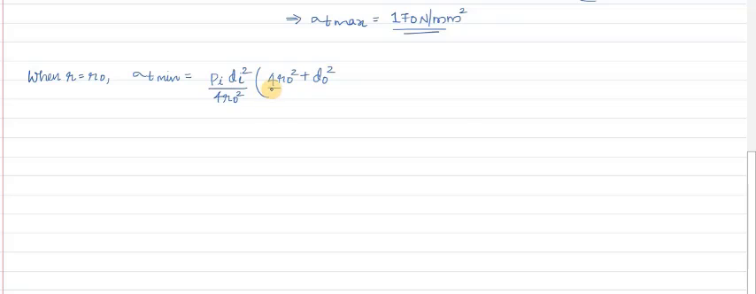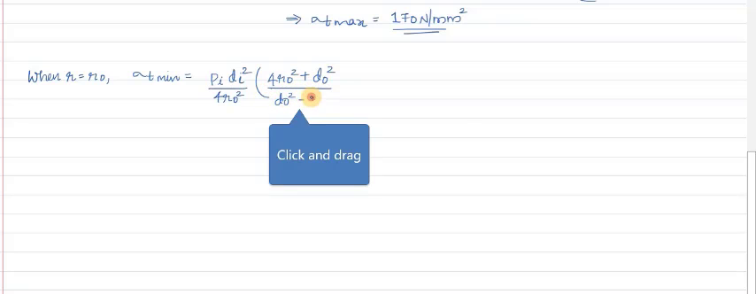When R is equal to Ro, that is, when we are considering the outer radius, we will get the minimum principal stress. So sigma T minimum we get by substituting in the same formula, with R as Ro. So sigma T minimum is Pi into Di square divided by 4 Ro square, into 4 Ro square plus Do square divided by Do square minus Di square.